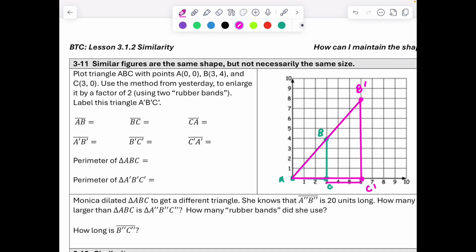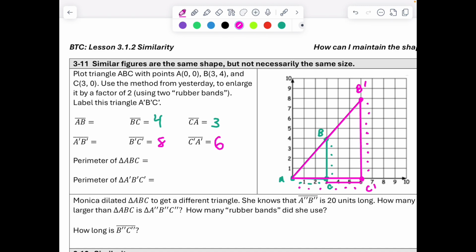And so they want us to find how long each one is. Okay, AC down here in the green was 1, 2, 3 blocks long. And then AC prime, or A prime C prime, is 1, 2, 3, 4, 5, 6 long. Okay, BC right here is 1, 2, 3, 4 long. And then B prime C prime is 1, 2, 3, 4, 5, 6, 7, 8 long.